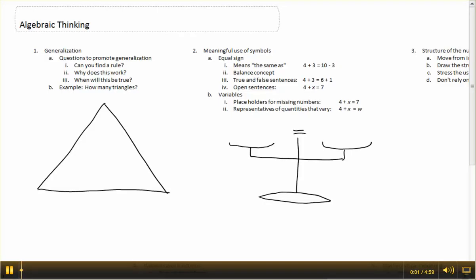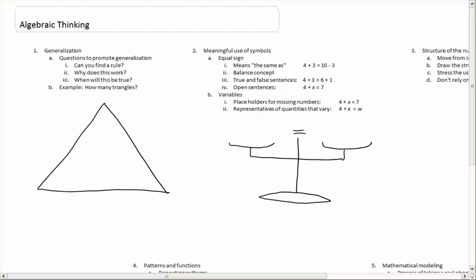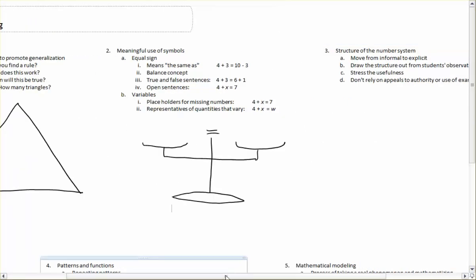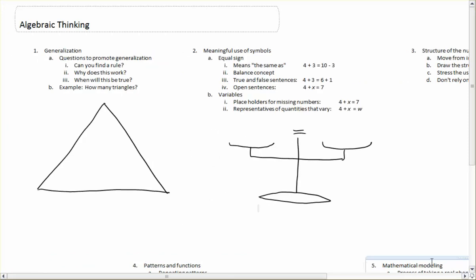Hi, this is the first of 2 videos about algebraic thinking. There's 5 main areas of algebraic thinking that we want to talk about and consider how we can help kids learn in these areas. The first is generalization, also meaningful use of symbols, the structure of the number system, patterns in functions, and lastly mathematical modeling.